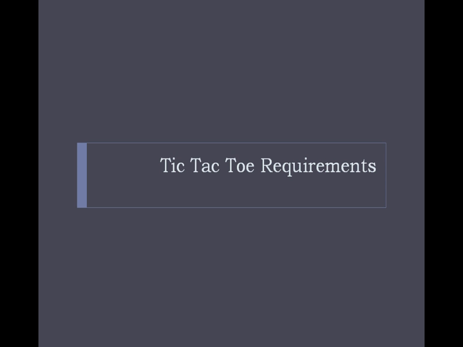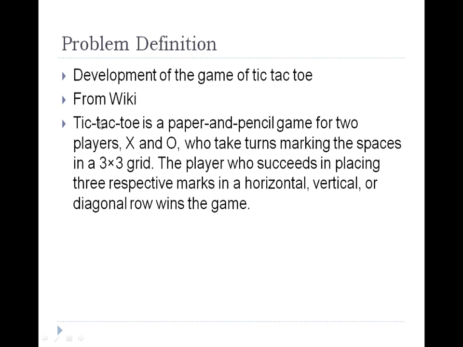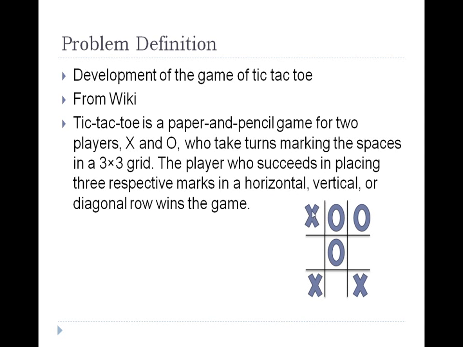Now in order to develop Tic Tac Toe using the C language, we need to first understand the requirements. From Wikipedia, we have a very nice little definition of the Tic Tac Toe game. It says that Tic Tac Toe is a paper and pencil game for two players, X and O, who take turns marking the spaces in a 3x3 grid. The player who succeeds in placing three respective marks in a horizontal, vertical, or diagonal row wins the game. Now, this is how a tic-tac-toe board or a grid looks like.